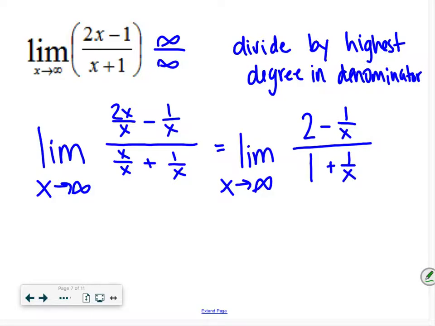Now we have tweaked this to where we can use the rule that we just talked about on the slide previous. If we have a limit towards infinity of a constant over x, what happens to that? It goes to 0. We have the limit towards infinity of a constant over x. That goes to 0. So what are we left with? 2. Raise your hand if you knew it was going to be 2.